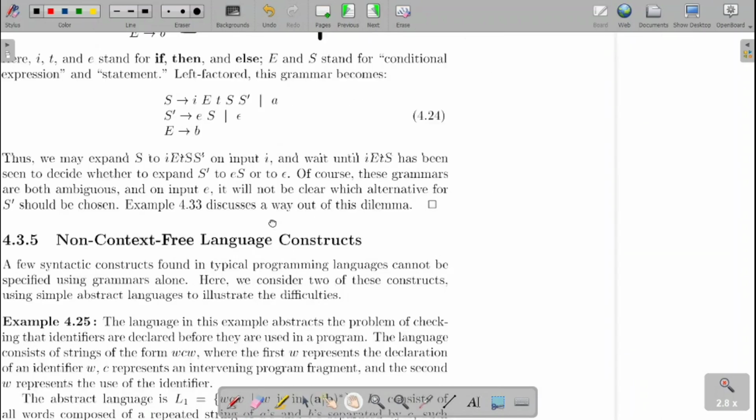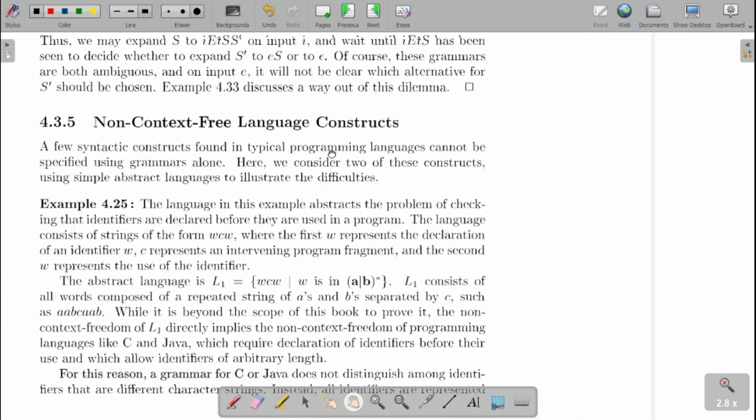Let us consider the example of C or C++, where we have one restriction you may remember. If I write the statement int a, b, and then I put the statement c = a + b, it will definitely give me an error. What error? The declaration for c is missing; c is not declared. This is a restriction in C or C++: a variable or identifier must be declared before its usage.